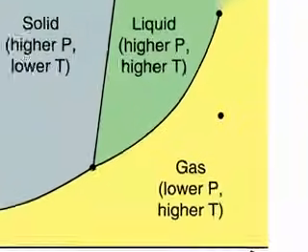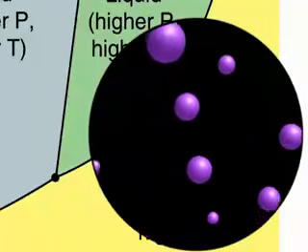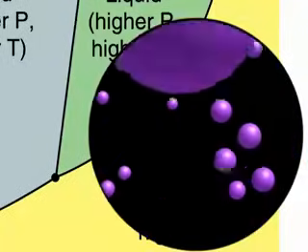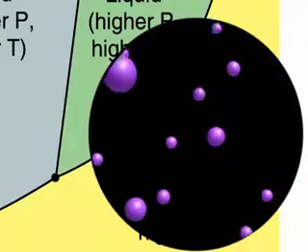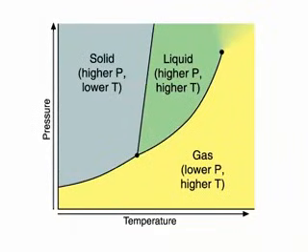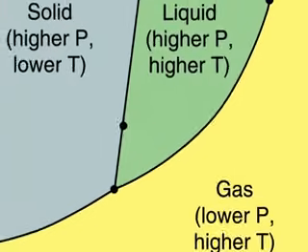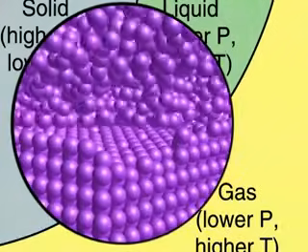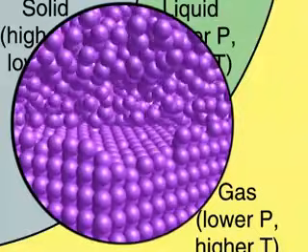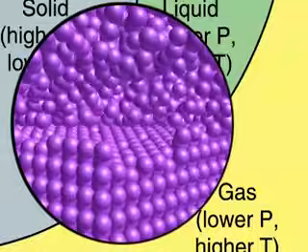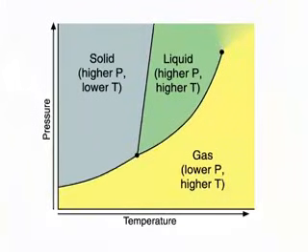In stark contrast to the solid and liquid phases, a magnified view of the gas shows the particles far apart except when they collide. At any point along the solid-liquid line, the phases are in equilibrium. Melting and freezing are occurring at the same rate. In other words, the same number of particles are moving from the solid to the liquid per unit time as are moving from the liquid to the solid.